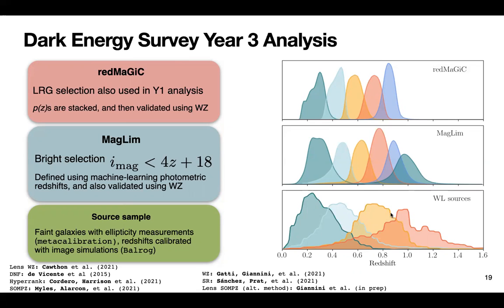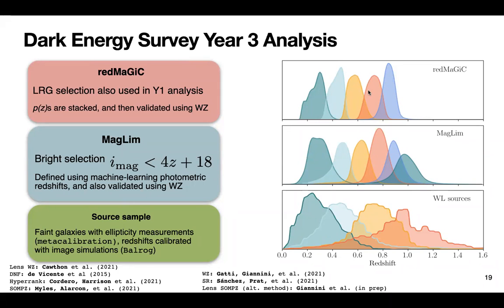And then in our source sample, so this is the galaxies we have ellipticity measurements for, we split into 4 tomographic bins, but as you see, these are much wider distributions, and so because they're fainter galaxies, we are less certain of their distances. And this is all calibrated with image simulations in a number of papers with a number of innovations that I won't have time to talk about today, but they're described in these papers, and there's a lot of interesting developments that DES has implemented to get a reliable measurement of these redshift distributions.